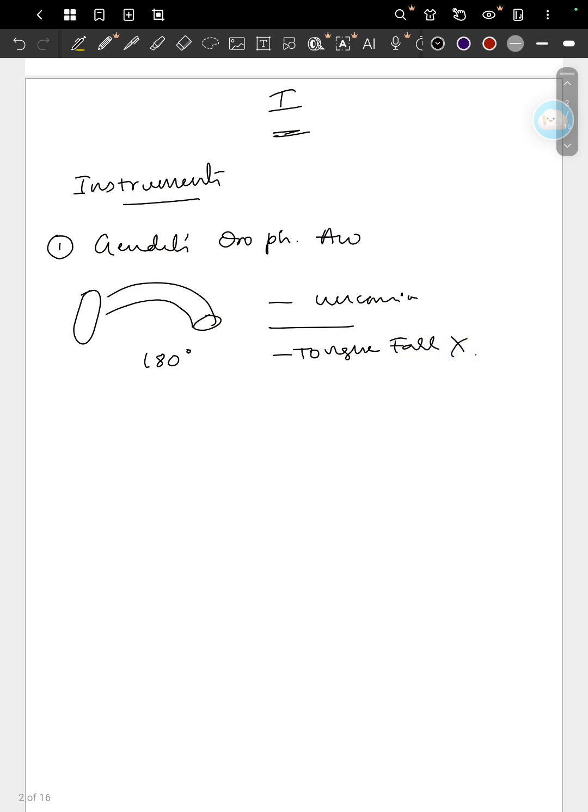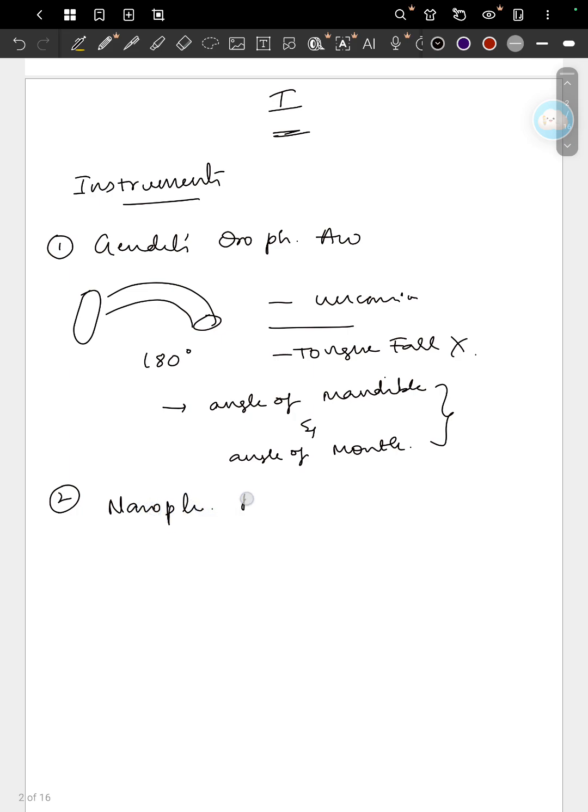Tongue fall is prevented. Now it is inserted by measuring the angle of mandible and angle of mouth. So you will measure these angles and then insert this Guedel's oropharyngeal airway. And next we'll be talking about the nasopharyngeal airway. It looks something like this, and it is inserted in conscious patients.